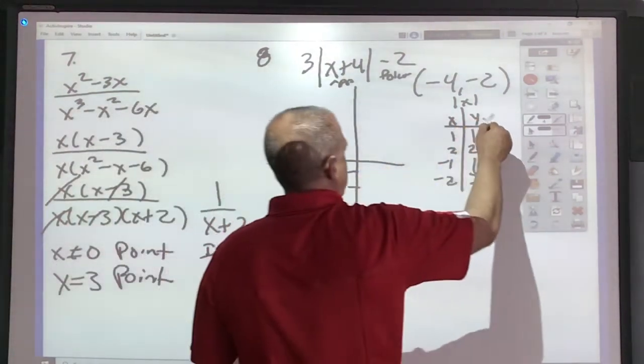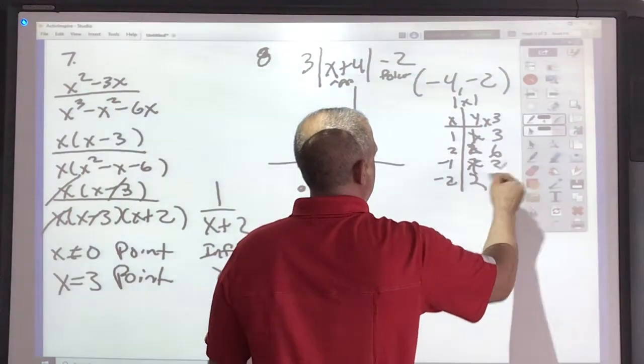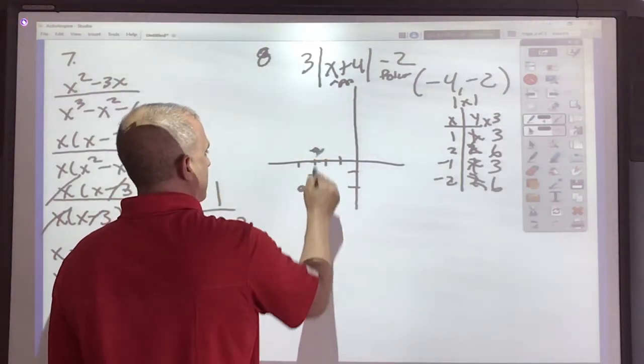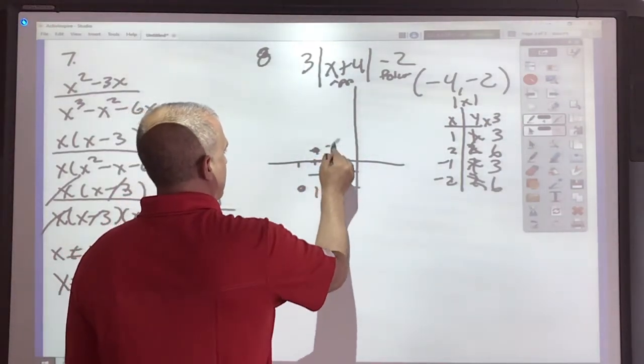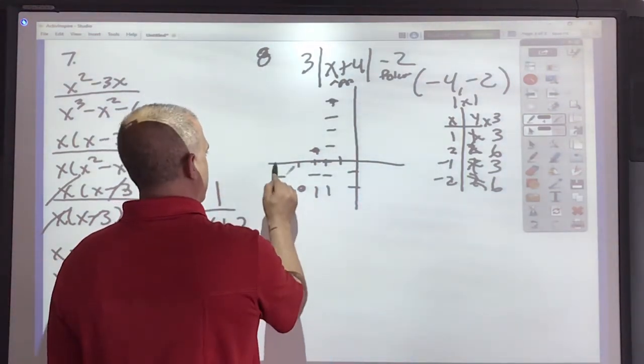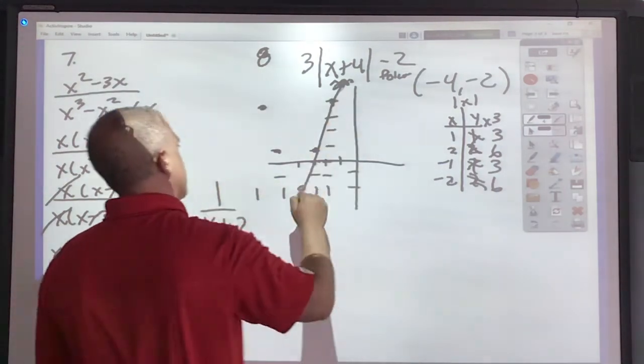This 3 gets multiplied out here, so this would be 3, this would be 6, 3, 6, okay? So 1 over, 3 up; 2 over, 6 up; 1 over, 3 up; 2 over, 6 up. So it's going to be the V shape.